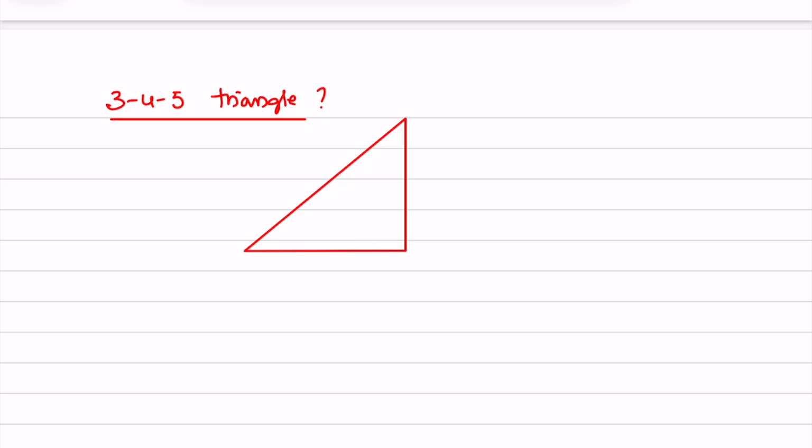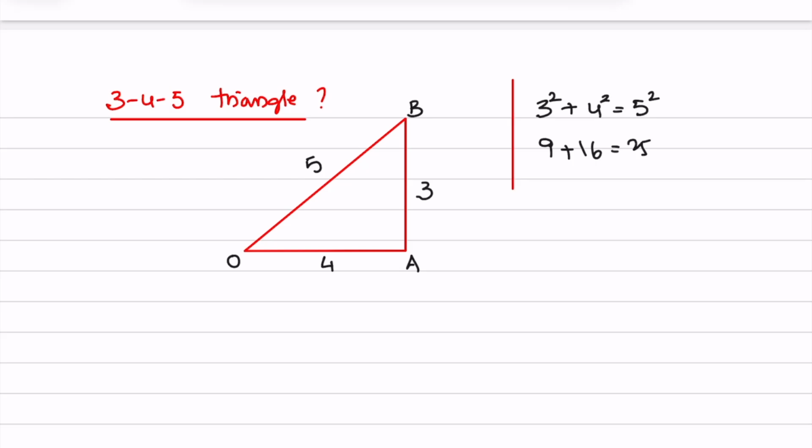here 5 is the hypotenuse, 3 is the opposite side, and 4 is the adjacent side, let us say. You know pretty well that 3 square plus 4 square is equal to 5 square. That is 9 plus 16 is equal to 25. This is a very famous triangle, Pythagoras triangle.